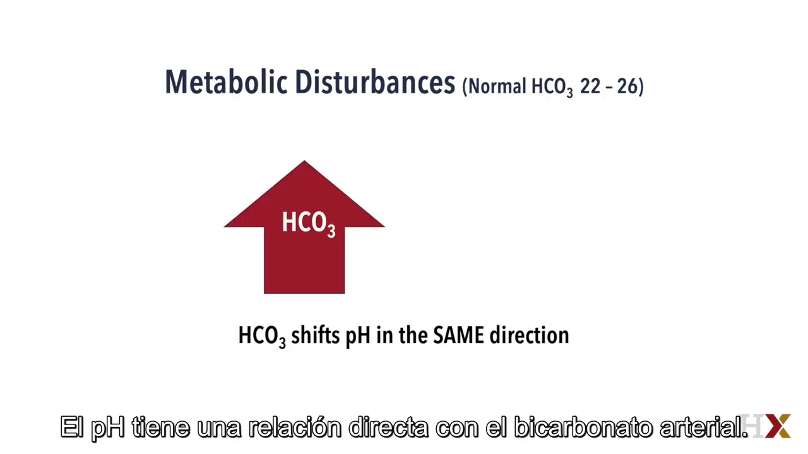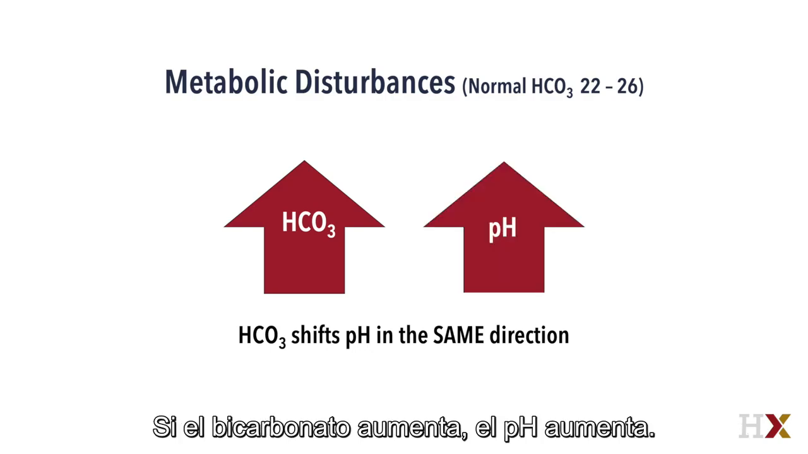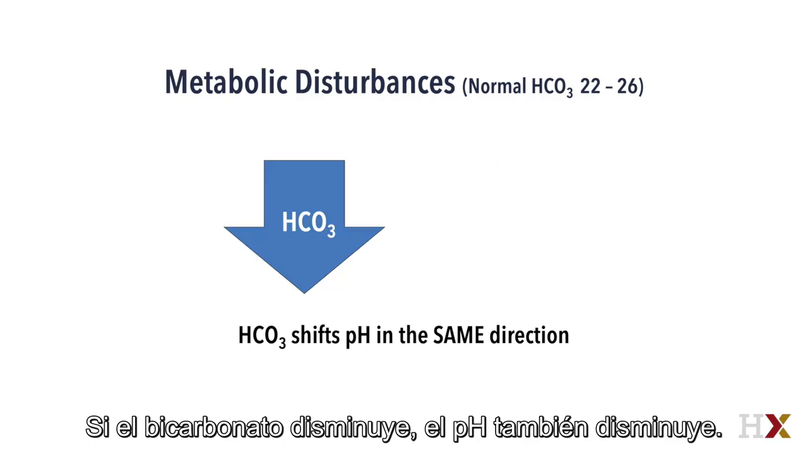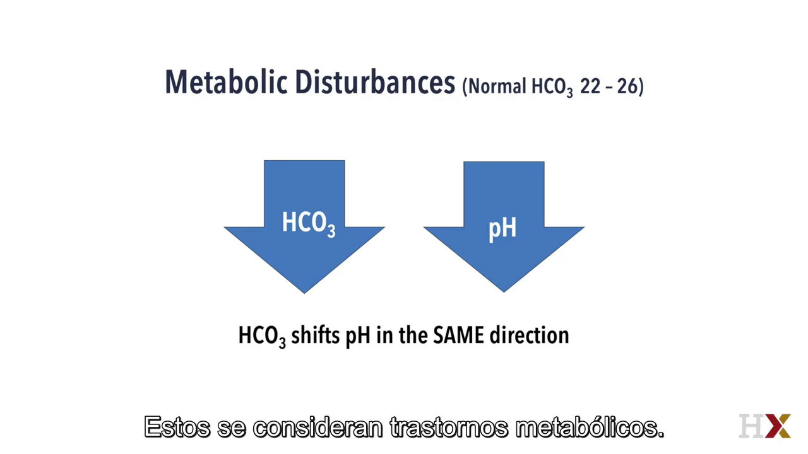The pH has a direct relationship with arterial bicarbonate. If bicarbonate increases, pH will increase. If bicarbonate decreases, pH will also decrease. These are considered metabolic disturbances.